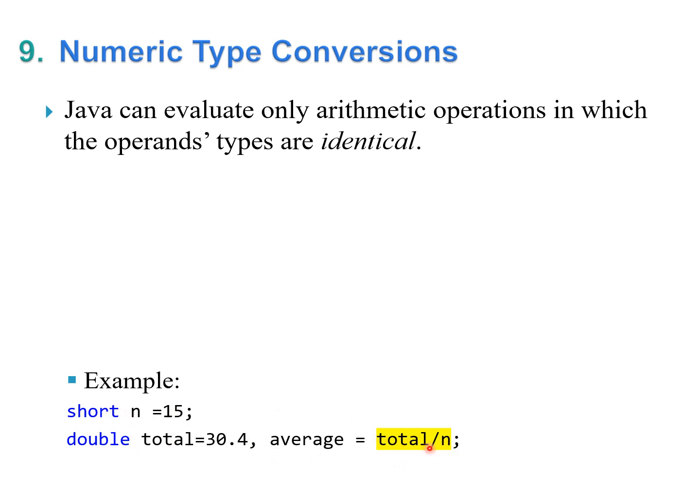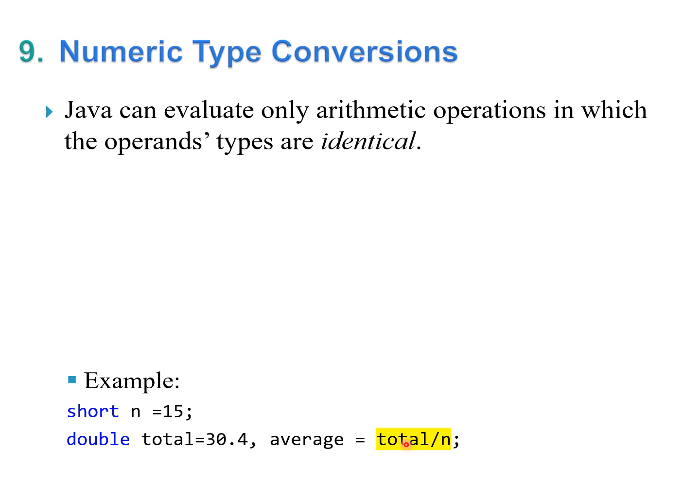directly. Here, the variable n has been declared to be of type short, which is also a type for integer values, and total has been declared as a double variable. And so here we have the expression that takes total divided by n. Technically, this one cannot be evaluated because the two operands have different types.